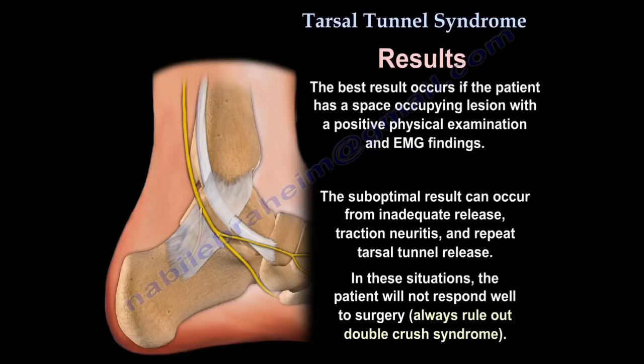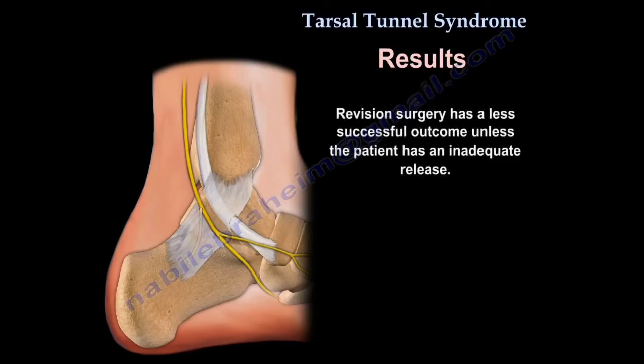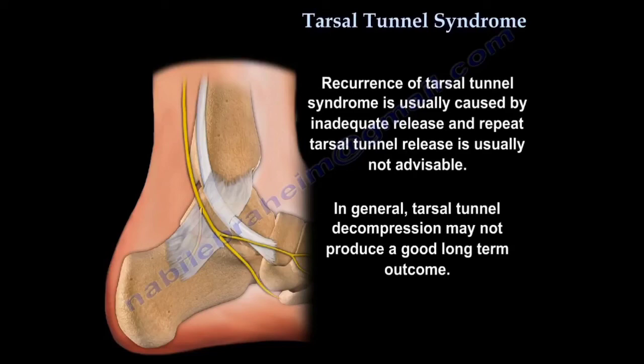The suboptimal result can occur from inadequate release, or if the patient has traction neuritis and repeat tarsal tunnel release. In these situations, the patient will not respond well to surgery, and always rule out double crush syndrome. Revision surgery has a less successful outcome unless the patient had an inadequate release. Recurrence of tarsal tunnel syndrome is usually caused by inadequate release, and repeat tarsal tunnel release is usually not advisable. In general, tarsal tunnel decompression may not produce a good long-term outcome.